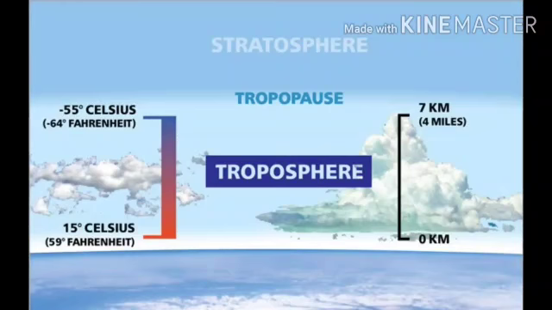troposphere. Is it clear? The temperature and the air pressure decrease as the altitude increases. What is altitude? It is the height. So as the height increases, the temperature and pressure decrease. So all the weather changes occur in which sphere? It is in the troposphere.